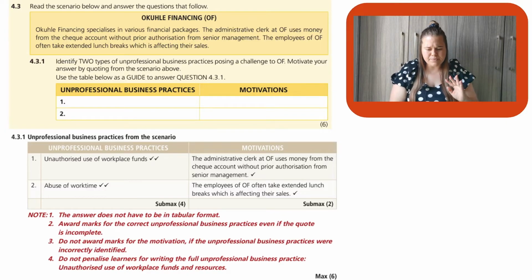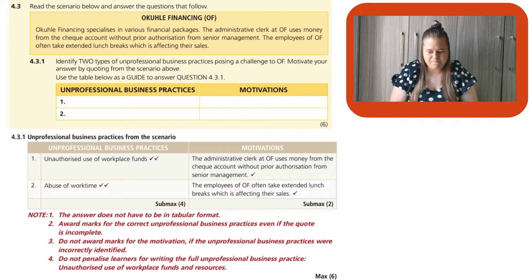So this question is for 6 marks in total. How it's divided up is 4 marks for listing, so 2, 2, and then 2 marks for quoting, 1, 1. Okay, just important, the note there below. It does not have to be in the table, but I think we've done this too many times now. You know, it's nice to do it in the table.